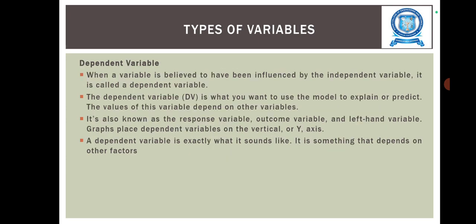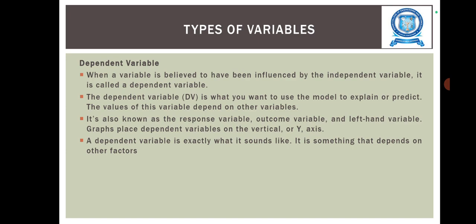Next one is the dependent variable. When a variable is believed to have been influenced by the independent variable, it is called a dependent variable. In an experimental setting, the dependent variable is measured, counted, or recorded by the investigator. The dependent variable is what you want to use the model to explain or predict. The values of this variable depend on other variables. It's also known as the response variable, outcome variable, and left-hand variable.